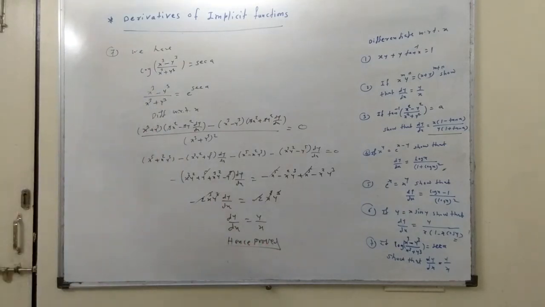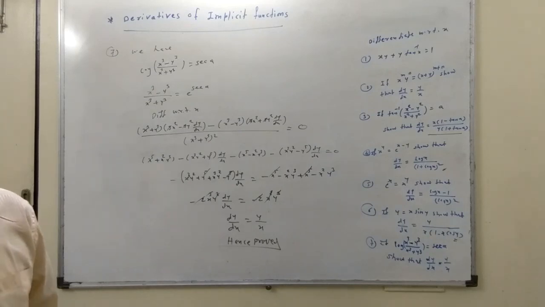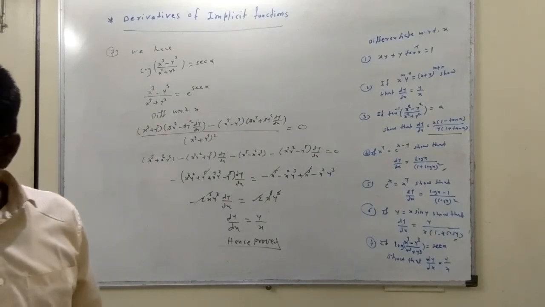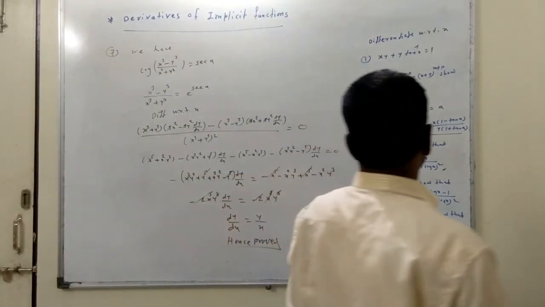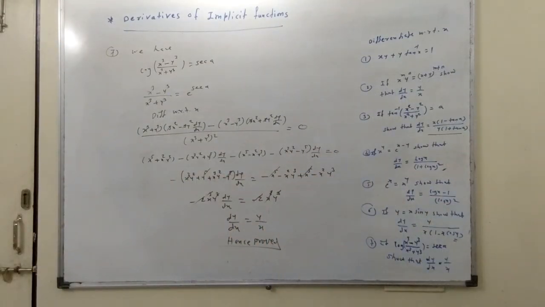So like this we can solve the examples on implicit function. So we will stop this lecture here. In the next period we will see derivatives of the parametric function.